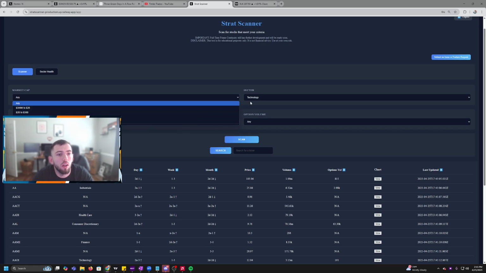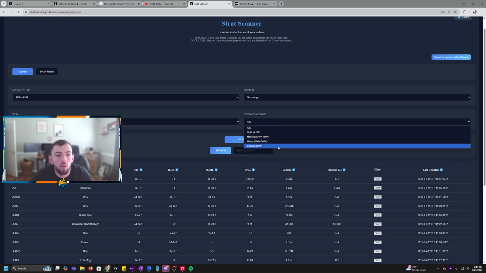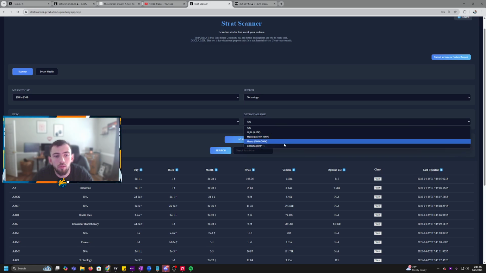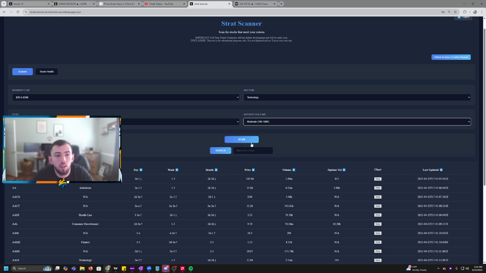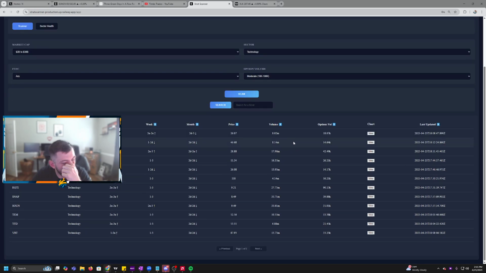So I want technology stocks in the 2 billion to 30 billion market cap range, and I want option volume to be 10K to 100K, or 100K to 500K. There's just a select few in 500K, but if I select 10K to 100K and scan this, from here I can look at the stocks within the technology sector that have option volume of 10 to 100K.